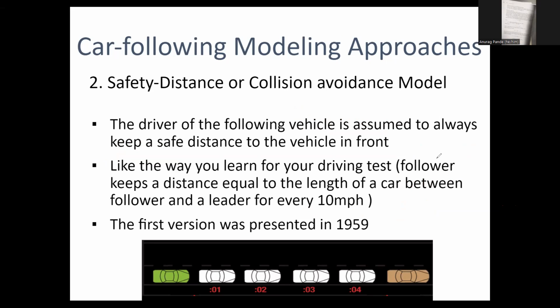And then there is this other class of models: the safety distance or collision avoidance model. That's the model you might have picked up when you were doing the driving test. What do they tell you? One car length between the follower and leader for every 10 miles per hour of speed. Do they still tell you that? I took the test in 2002, so I don't know. No, they don't talk about that anymore, how much distance you should maintain from the car that's ahead of you.